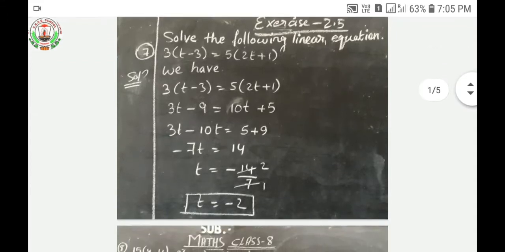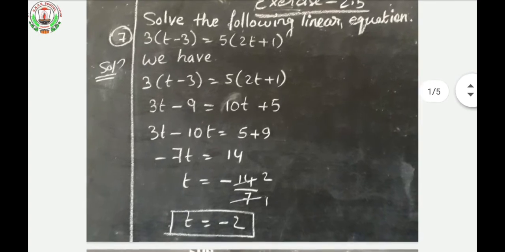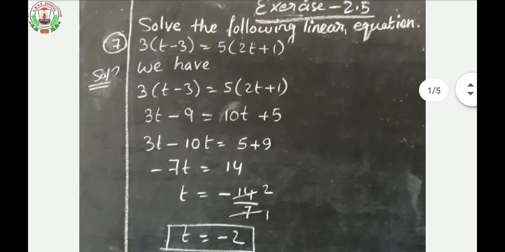So here is question number 7. Question number 7 says: solve the following linear equation, that is 3 into (t minus 3) equals 5 into (2t plus 1). In the previous video I had told you that bracket means multiplication, isn't it? So we have to open the bracket and multiply the number.